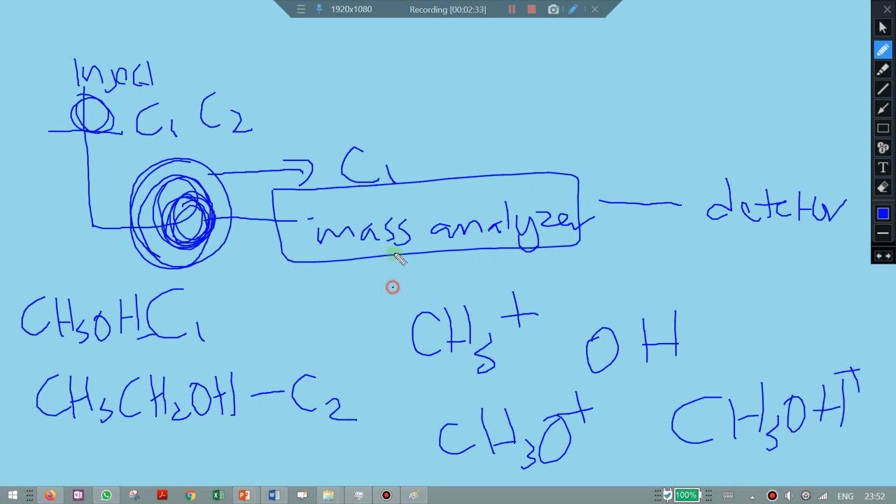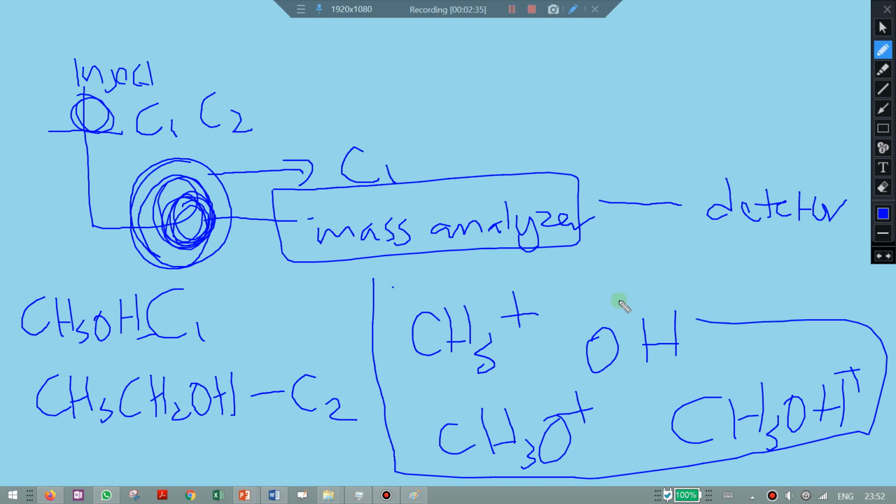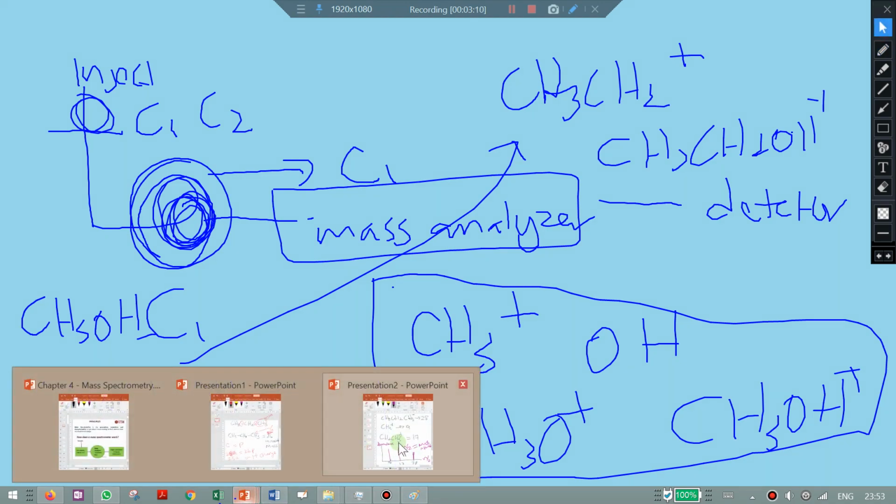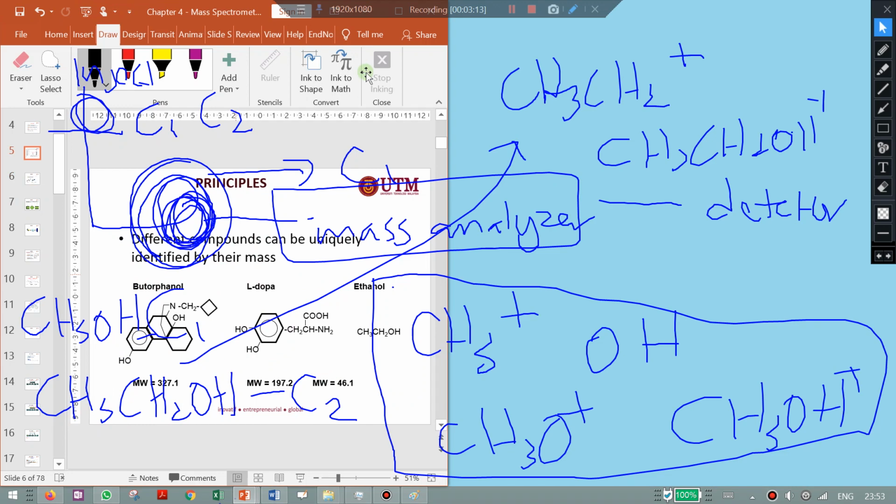Kat sini yang dekat mass analyzer ni, benda-benda ni yang akan separate. Okay, remember, kalau kata yang ini lepas your C1 is already reach the detector, so yang ni yang akan pergi kepada mass analyzer. So you akan dapat CH3CH2 plus ke, you akan dapat CH3CH2OH plus ke. All these thing dia akan spread dekat detector pula. Okay, macam yang dapat tadi lah kat sini kan.